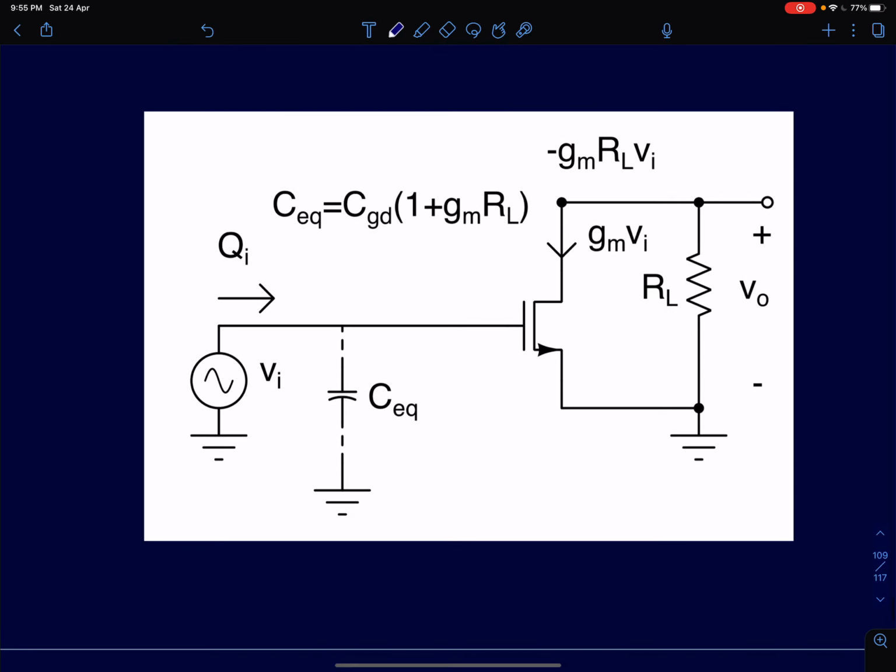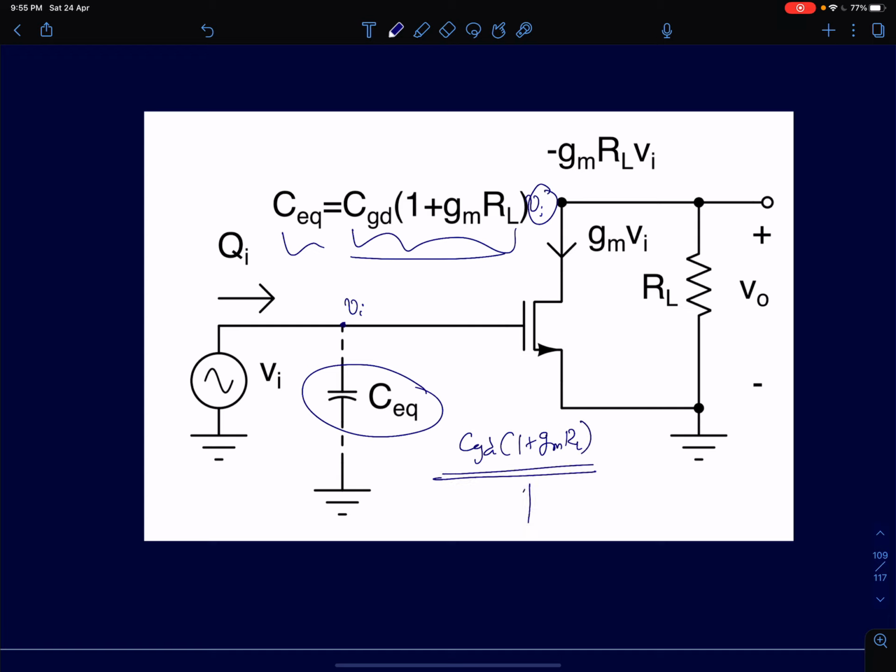So the input is trying to charge this node to Vi, but to do that, it has to supply a charge equivalent to CGD times (1 plus Gm RL) times Vi. So the capacitance that is seen at the input terminal is a large amplified version of CGD, which is CGD times (1 plus Gm RL). This is called the Miller effect or Miller multiplication. The capacitance gets multiplied by the gain of the circuit, and it appears as a huge capacitance at the input port.